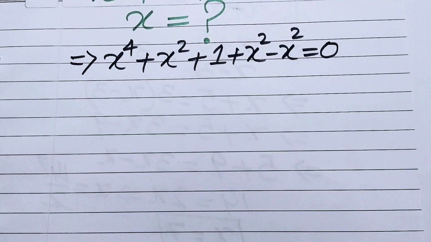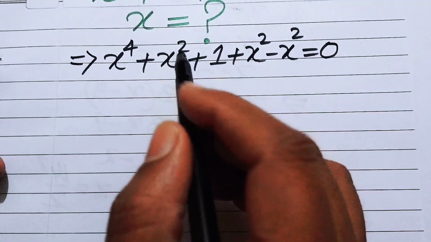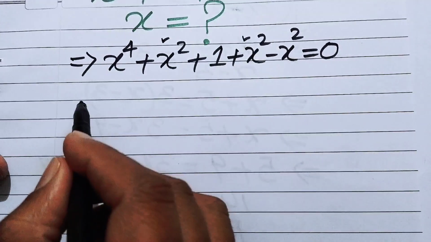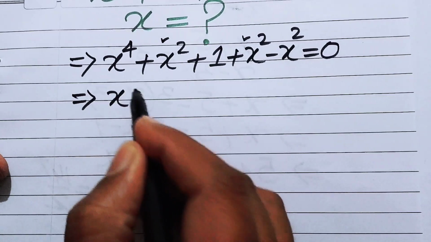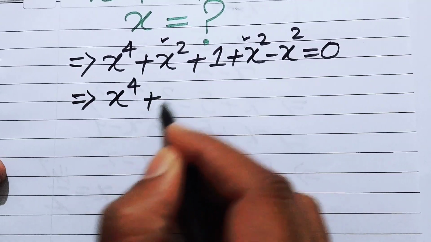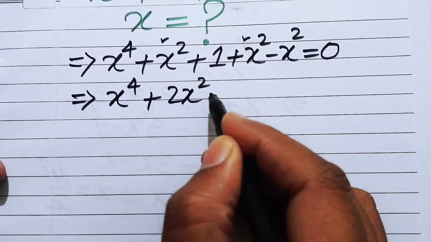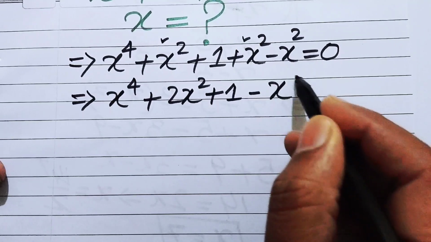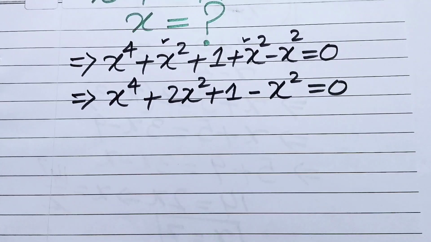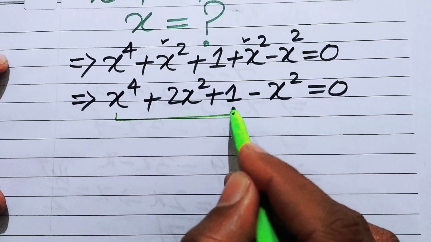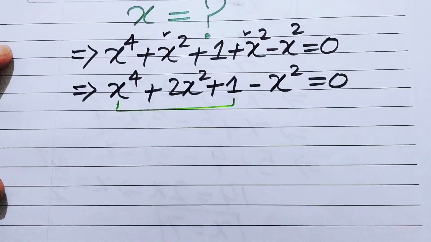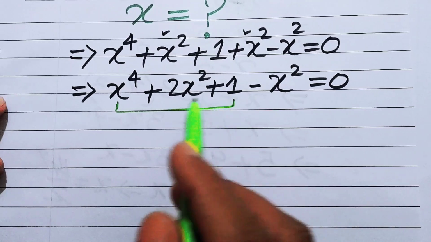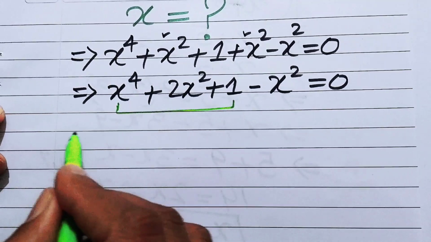In the next step we simplify this equation, and here we add x square plus x square and write it as x to the power of 4 plus 2 times x square plus 1, and this is the minus x square, and this whole equals 0. Now focus on the first three terms, which is x to the power 4 plus 2x square plus 1, and we first make the factors of this.